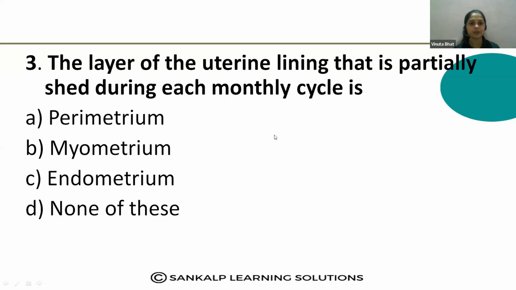Next question, the layer of uterine lining that is partially shed during each monthly cycle is, which layer of the uterus is shed during the menstrual cycle? Perimetrium, myometrium, endometrium, none of these. Yes, what is the correct answer? Write down the correct answer.